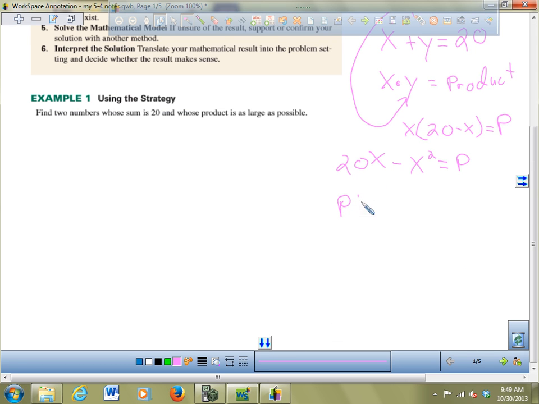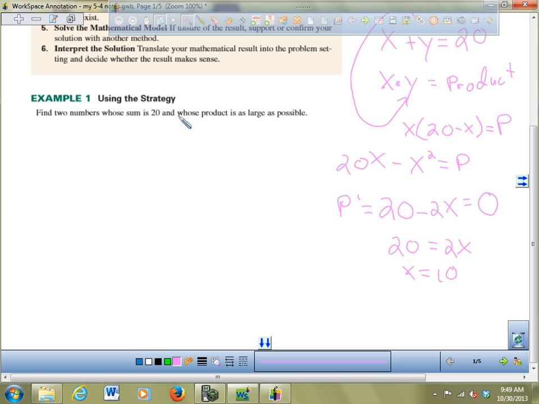And then I could just take the derivative of that. So p prime equals what? 20 minus 2x. And when the derivative is either undefined or 0, you can find critical values, right? So we're finding critical values. You set the derivative equal to 0, because there's no place that this is undefined. And then I will solve this. So I get 20 equals 2x, so x equals 10. But this doesn't answer the problem, okay?